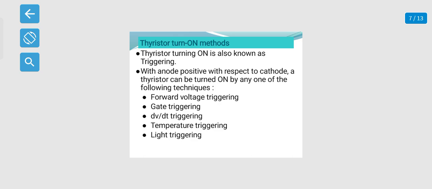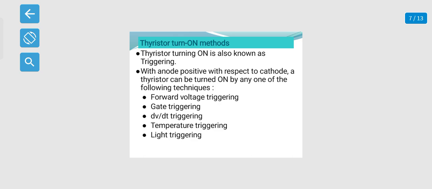Next one is by increasing the gate current. As already discussed, the breakover voltage will decrease with increasing gate current. In gate triggering, a gate current pulse of sufficient amplitude and duration is applied to the gate terminal of the forward biased thyristor to turn it on. We can turn on the thyristor at the desired value of firing angle alpha by gate triggering.